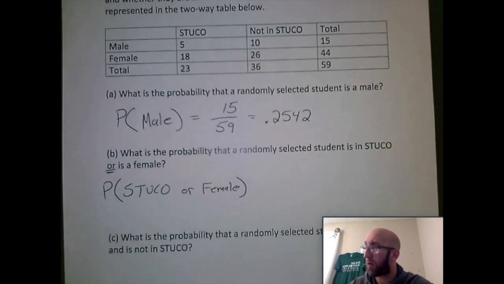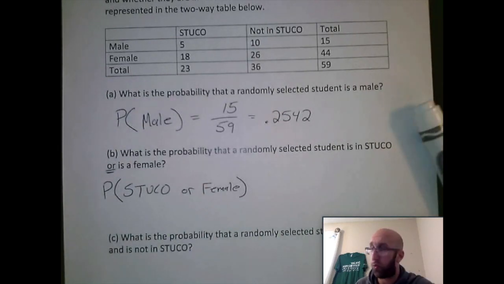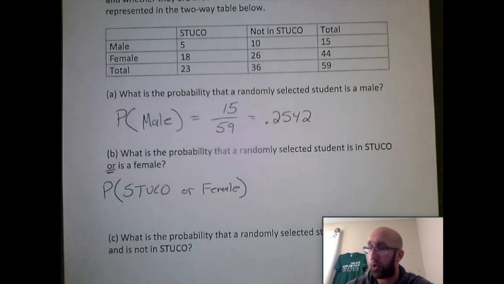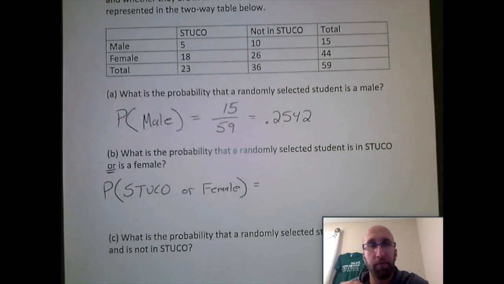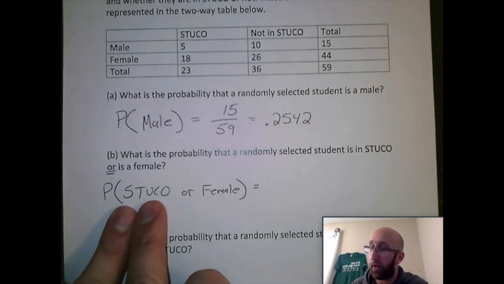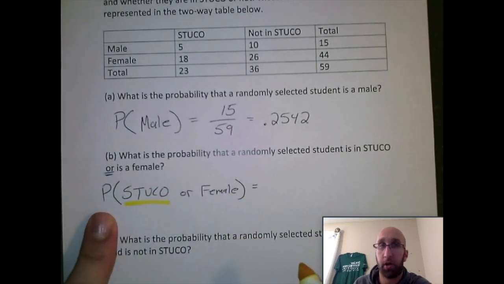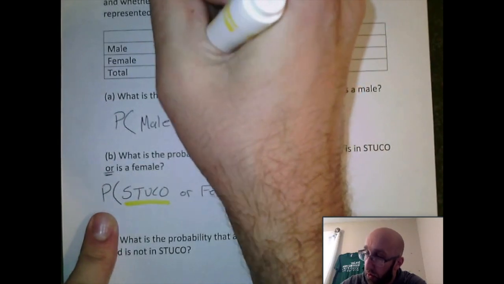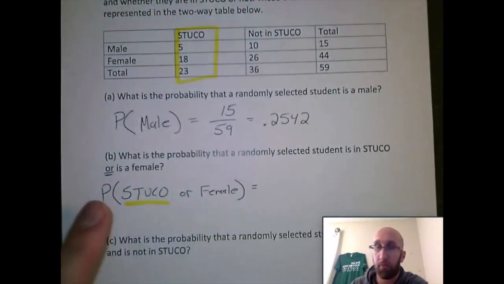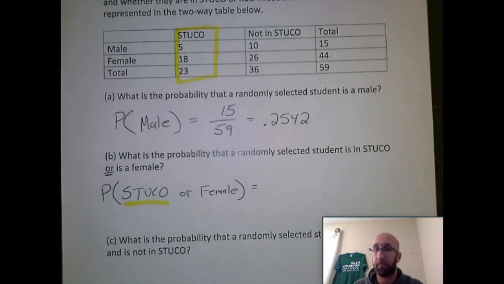So I'm going to go a little bit more visual with this one, to kind of show you what's going on. If you've seen my earlier videos, I try and avoid the formula route. You can still do that if you want, but I'm all about visualizing probability questions so you know what to do. So they want to know what's the probability that is Stuco or female. So let's first start with the Stuco. Well, Stuco is this column right here, those students right there.